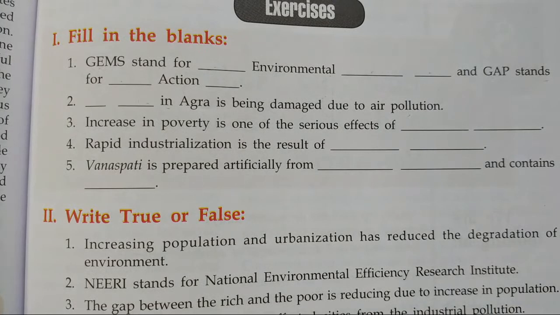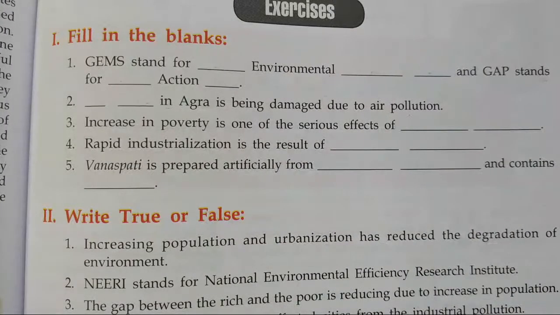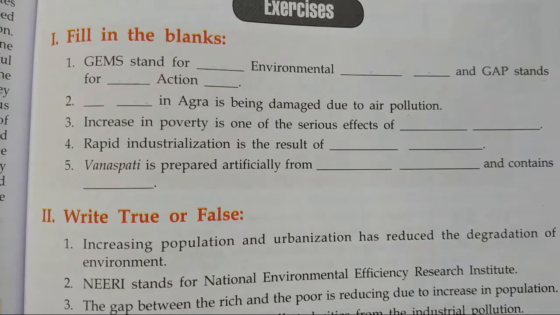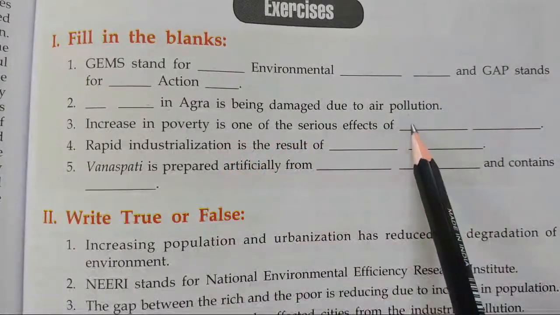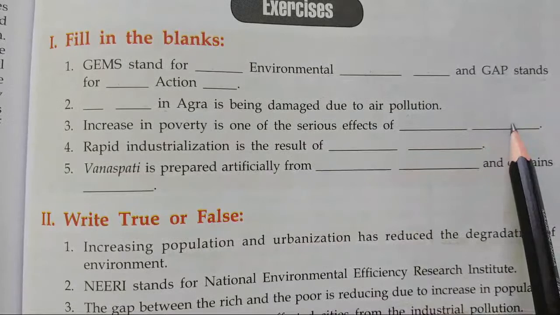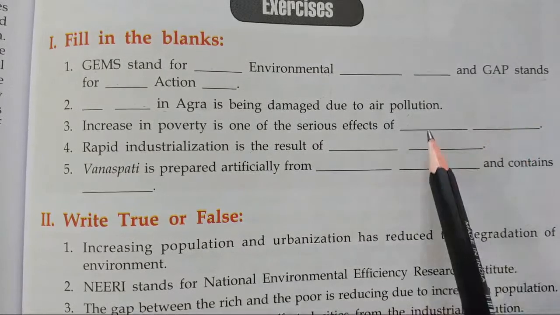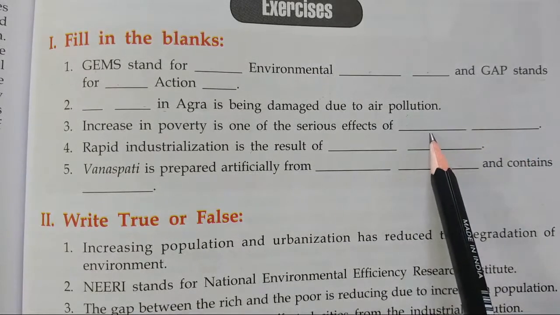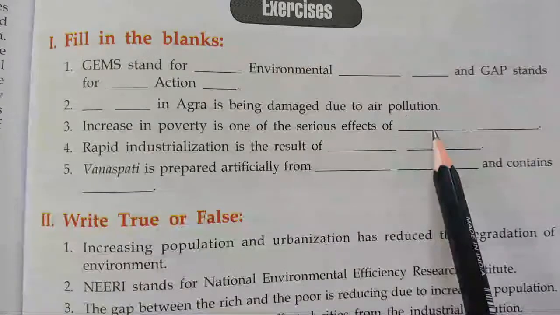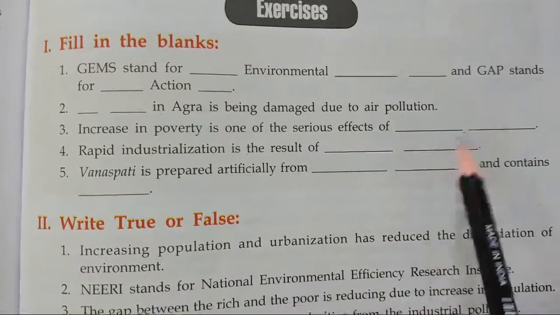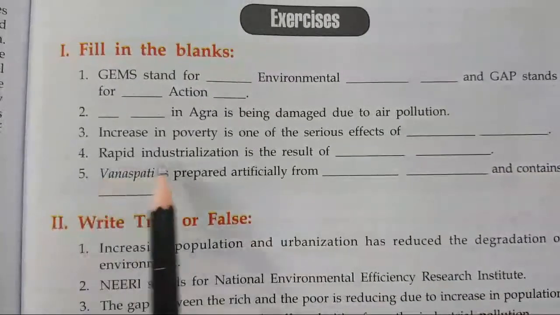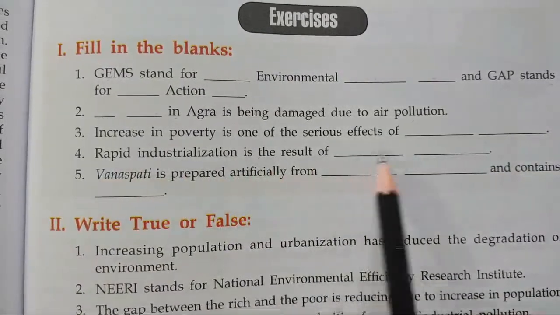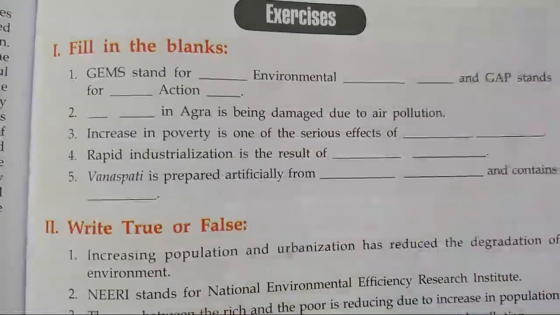Why are people less affluent, or they are not having money, or why are they poor? Because it is one of the serious effects of population growth. 2 words. So when there is more population, there are more people who will require jobs. More people, so you need more jobs, you need more resources, and everyone does not get it, so people become poor. Rapid industrialization is the result of 2 words.